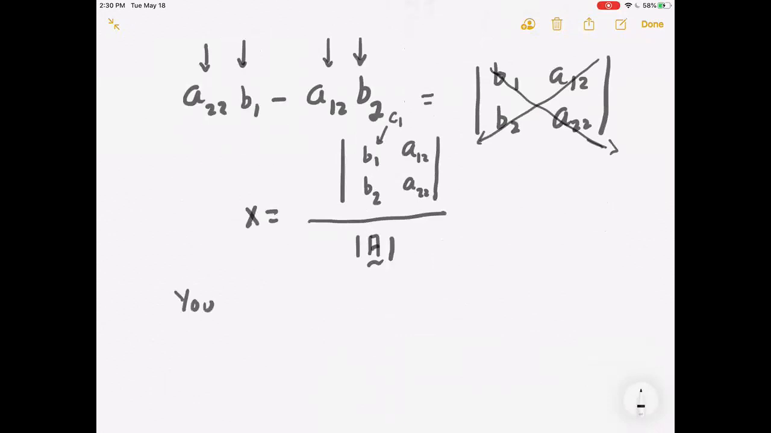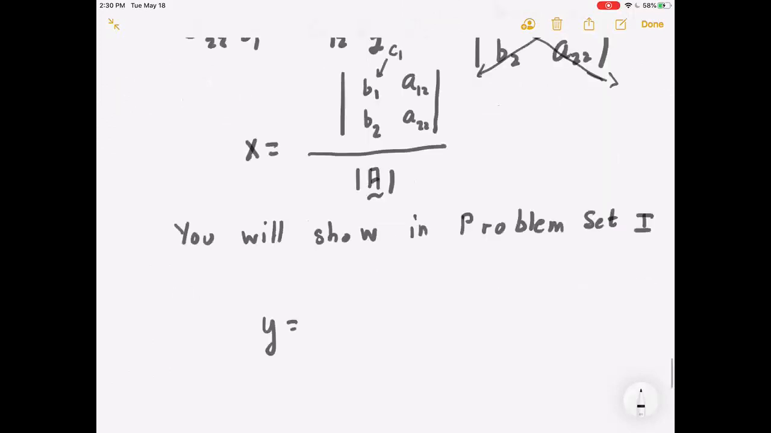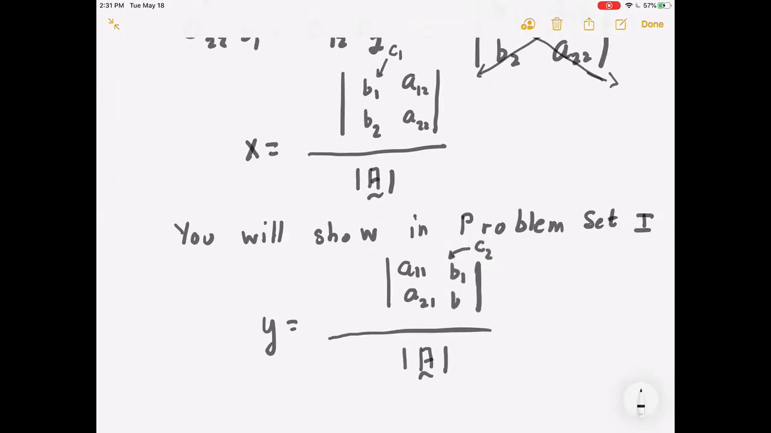Now, you will show in problem set 2, or problem set 1, getting ahead of ourselves, that in fact y can be written as a solution that again has the determinant of the coefficient matrix in the denominator, and the numerator, you can guess what this trick is going to be. The numerator you obtain by taking the determinant of the coefficient matrix, but now you replace the second column of it by B1 and B2. And that's something that you'll show in problem set 1.